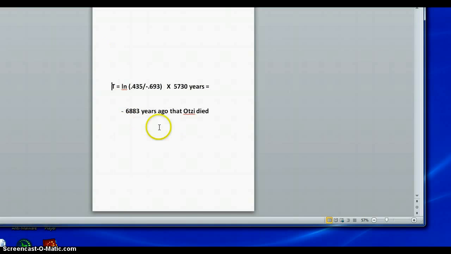And then another interesting fact is that carbon-14 dating doesn't work too well after 1950. Do you have any idea why?